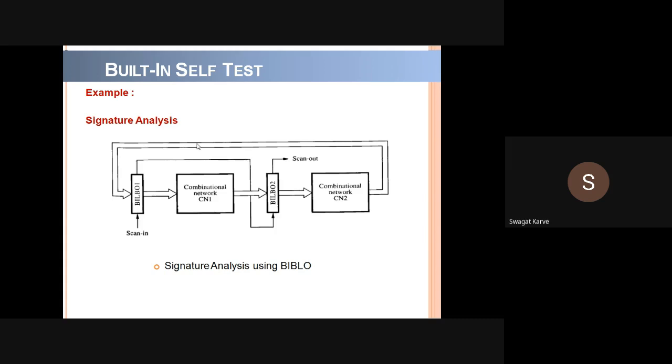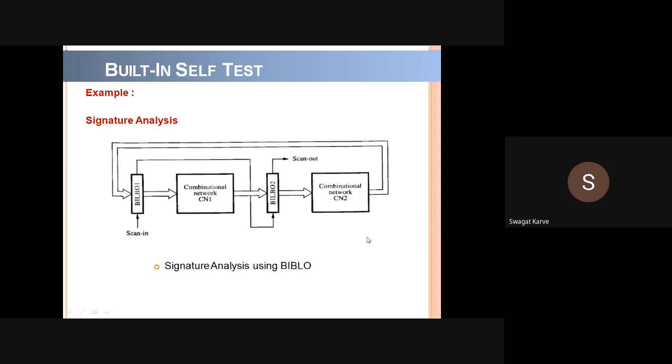Okay, so here is the example. Now you can see here is one built-in logic block observer. Here is the second built-in logic block observer, and this particular circuit itself will act as a signature analysis circuit, right? So you have to scan in data to this built-in logic block observer. As we have selected the signature analysis mode, this same circuit will act as a signature analysis circuit. Now you have here combinational network 1, combinational circuit 1. Now you can proceed with this signature analysis.